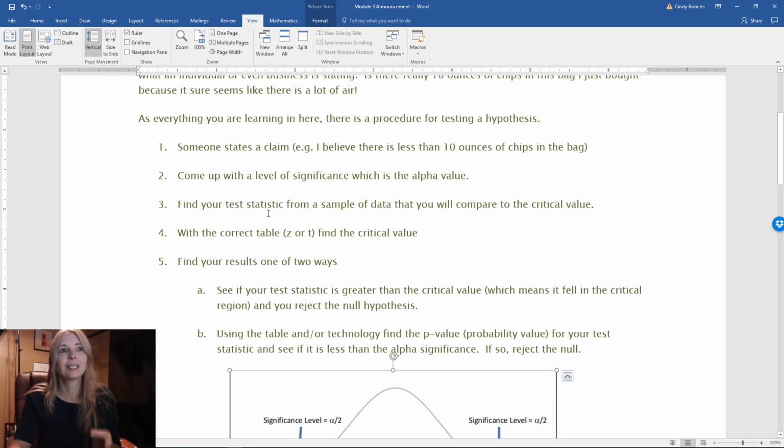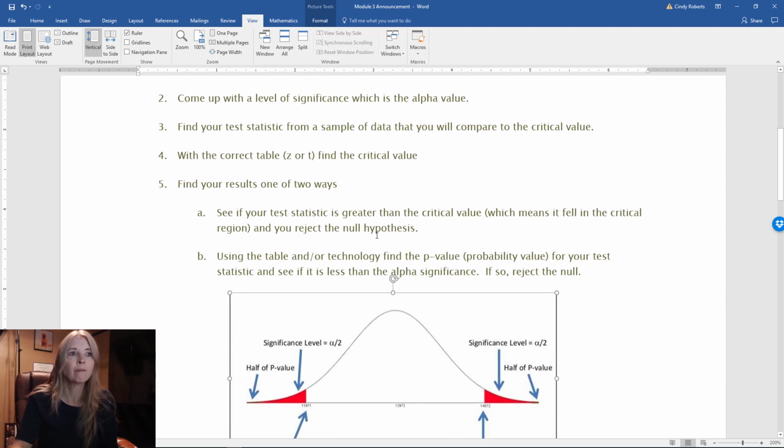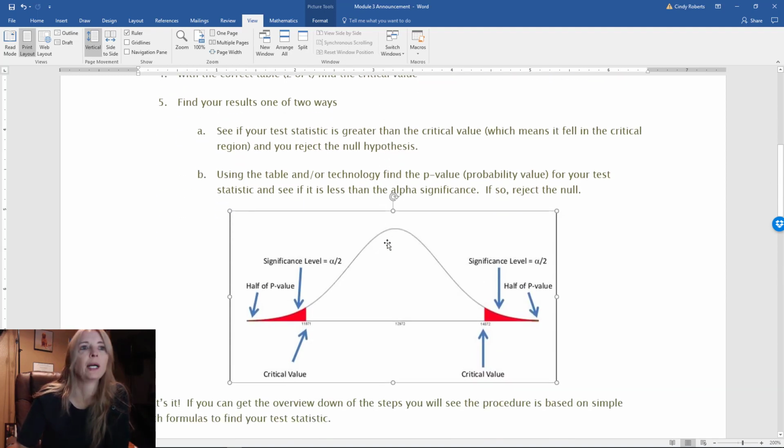So the test statistic is from the sample. The critical value you find by looking up in the table based off of your alpha. Okay, so your level of significance, you're going to look this up in the table. Find your results one of two ways.